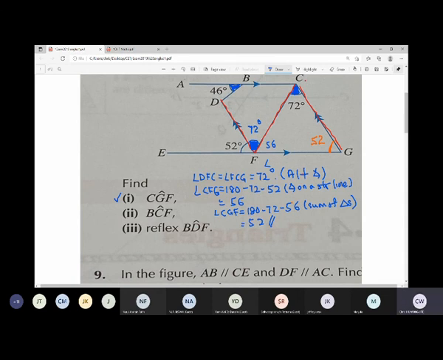Got it? So the first one, you got it, right? Okay. Now you calculate the second. Any question first? Anyone got any question about the first one? Christine, are you there?